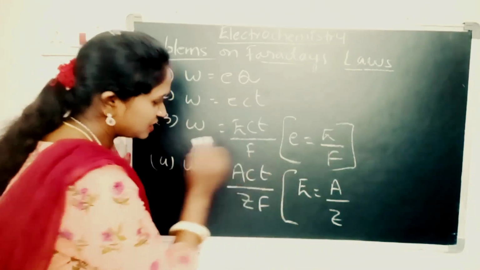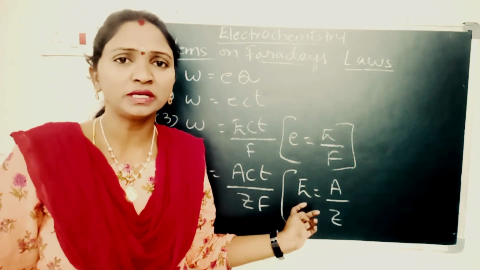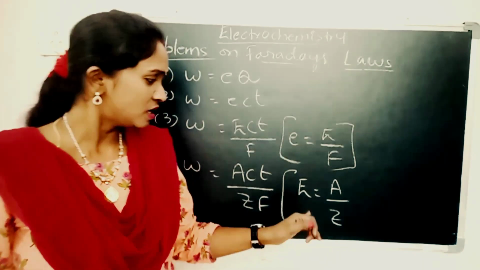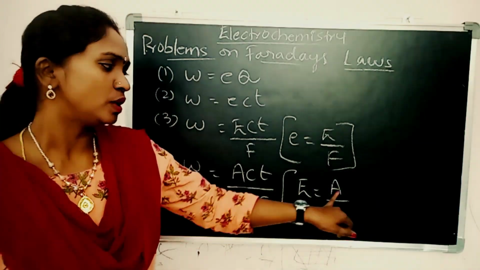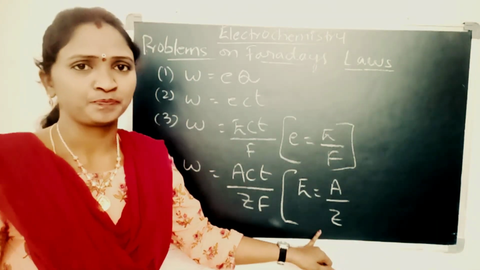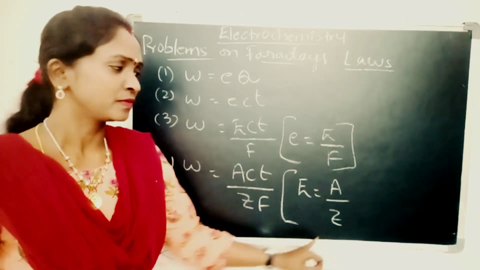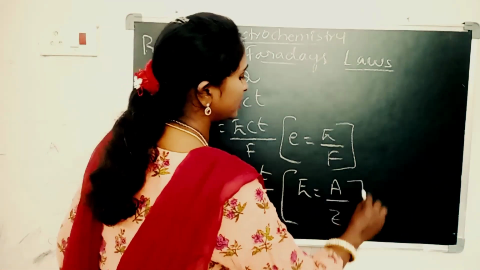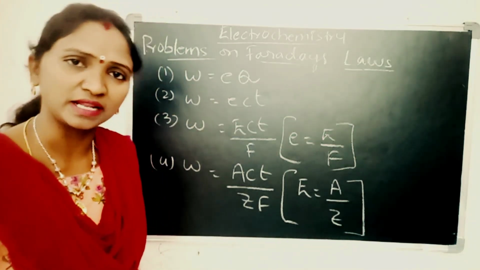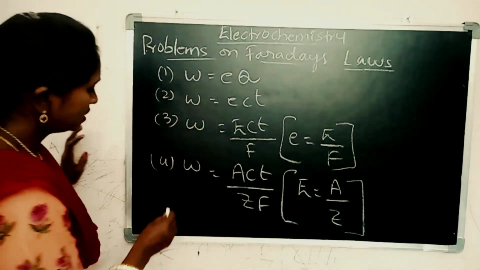What is capital E? Chemical equivalent or equivalent weight. So equivalent weight equal to atomic weight by valency, the atomic weight of an element by the valency of that element. So A equal to atomic weight and Z equal to valency.